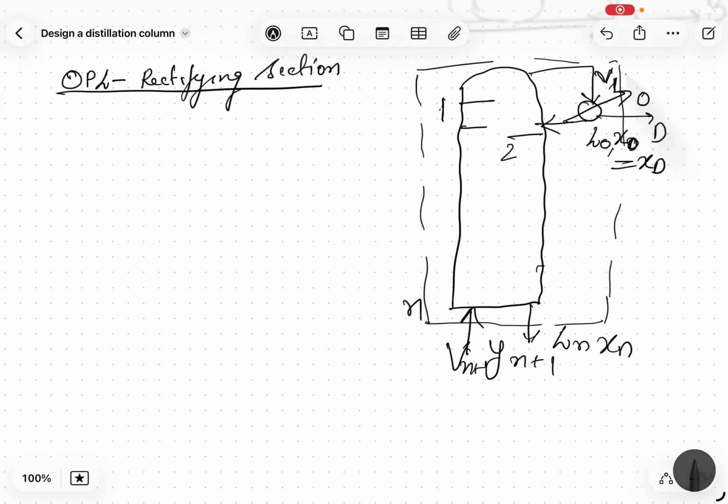So this will be the V1 and y1 coming from this stage. The vapor coming from this stage is condensed. Now we are going to establish some relation between these things.